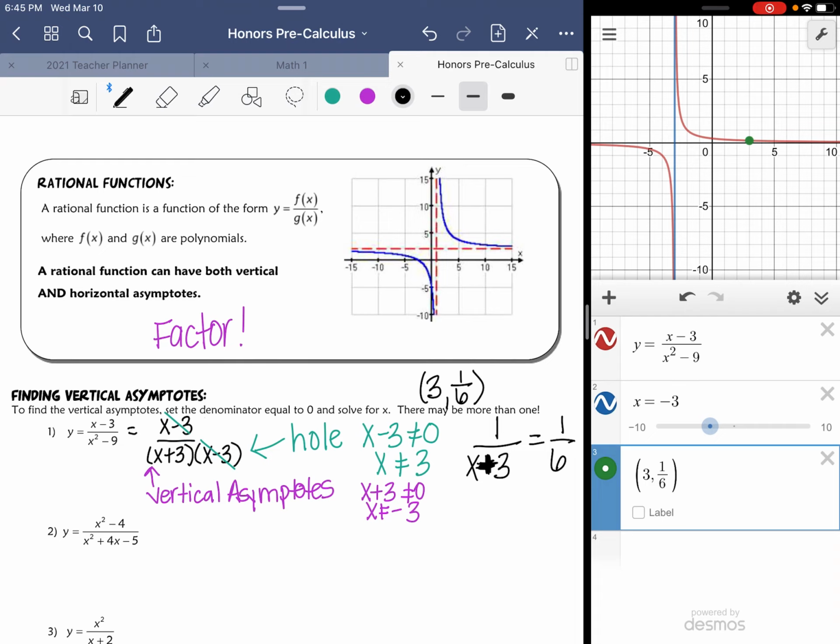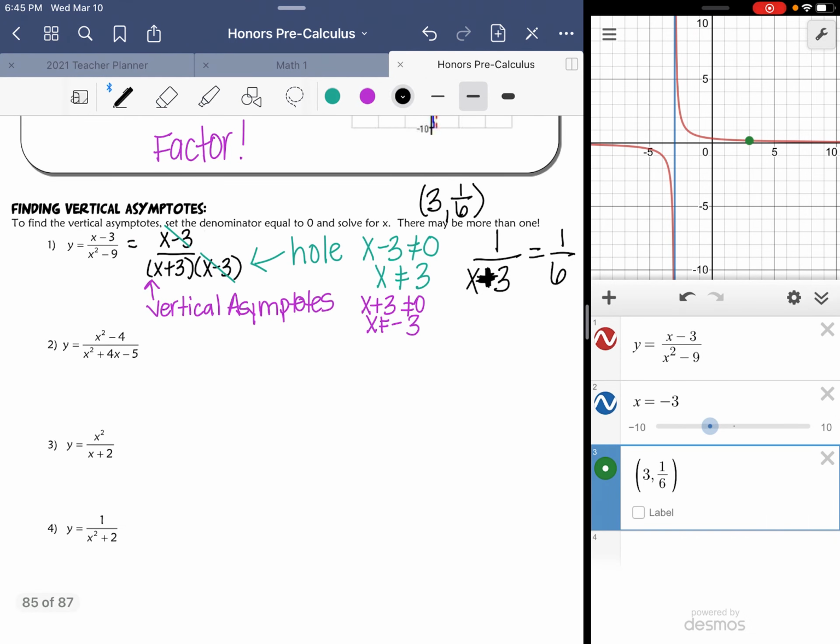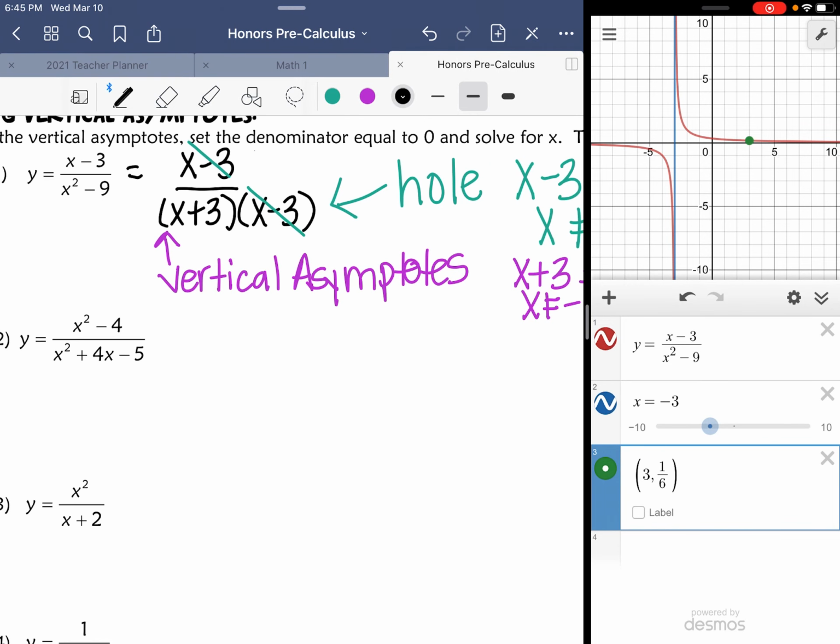So I had one vertical asymptote in that problem. Now, for the next problem, I have x squared minus 4, and I have x squared plus 4x minus 5. So we are going to factor this. I should be able to see that I have a difference of squares again. And then on the bottom, I have the trinomial that I need to factor.